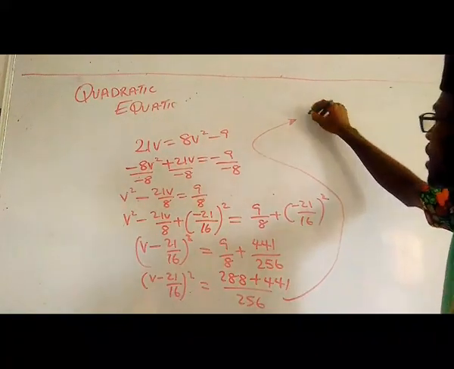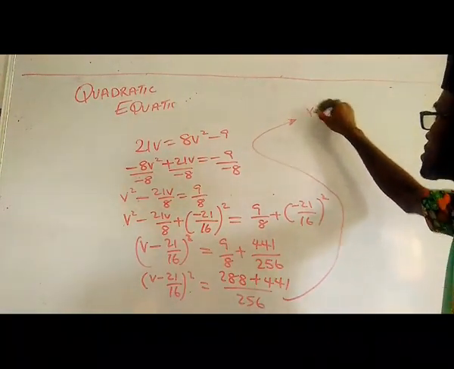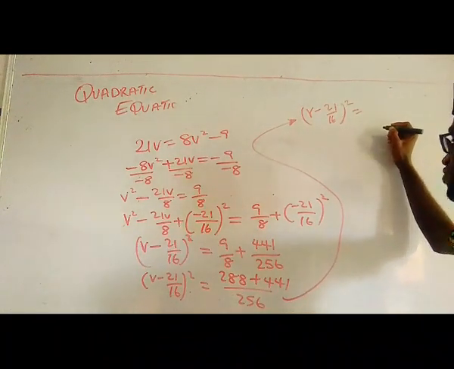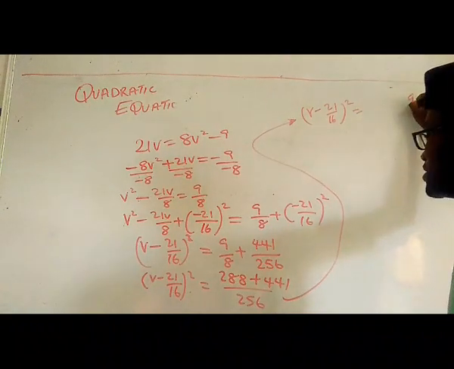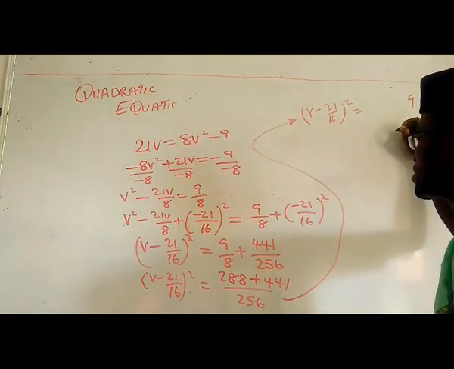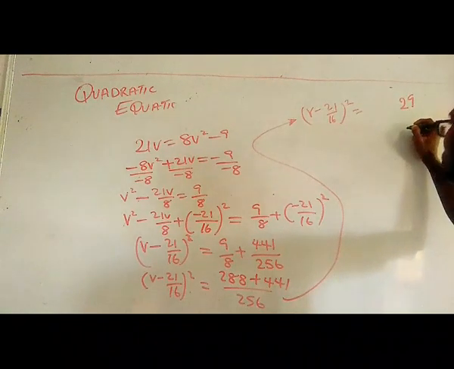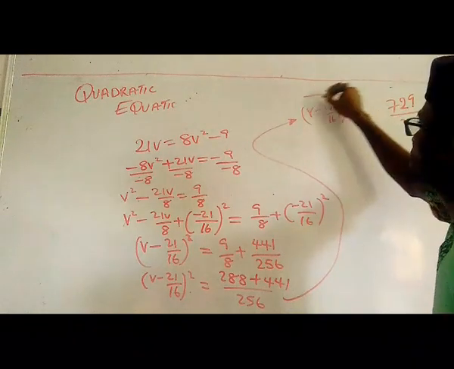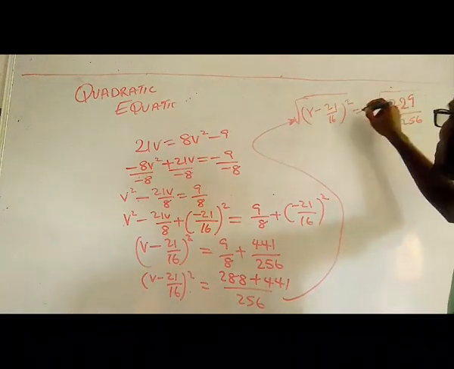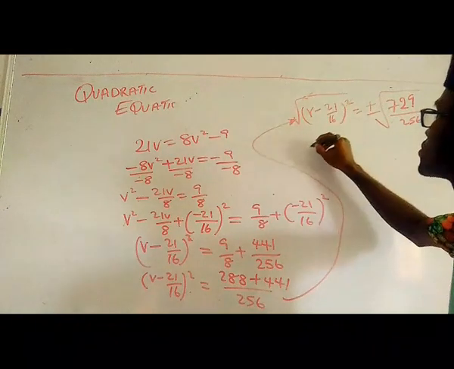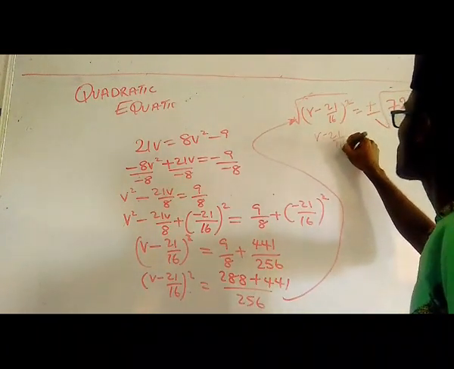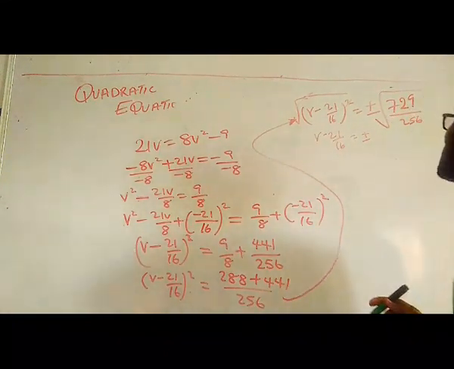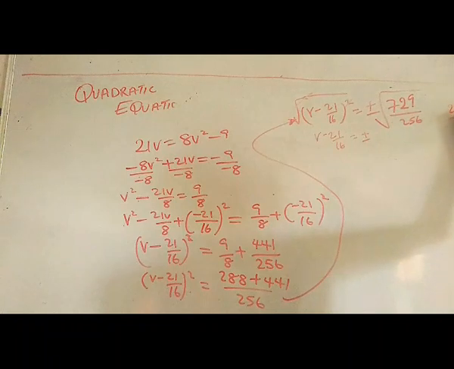And when we come this way, we have v minus 21 over 16 squared is equal to 288 plus 441, which is going to give us 729, all over 256. We square root both sides, so the plus and minus sign appears. So it will now be v minus 21 over 16 is equal to plus or minus square root of 729 over 256.